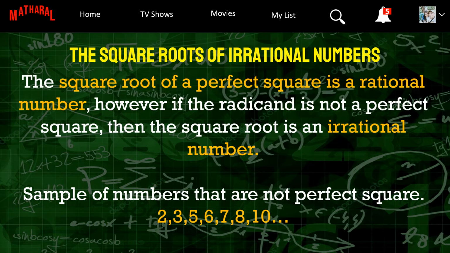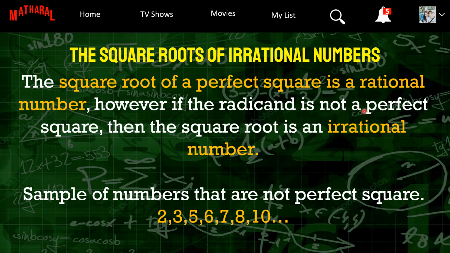So, in here, we're now done on how to square a number and how to find the square roots of numbers, particularly rational numbers. And now, we're on finding the square roots of irrational numbers. So, what is a rational number? So, let's read it. The square root of a perfect square is a rational number.